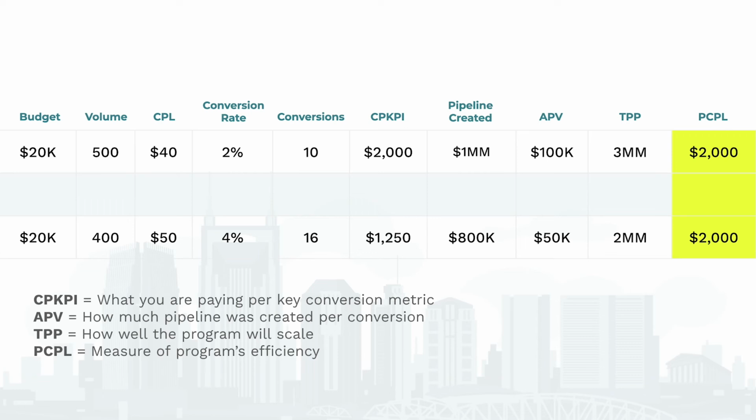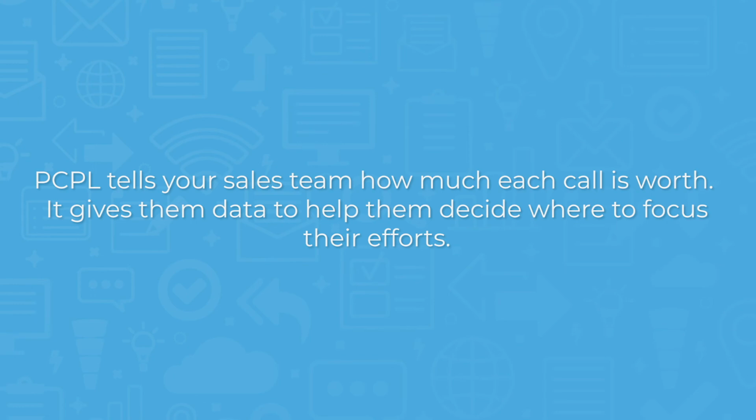Would you rather your team spend time calling 500 leads at a $2,000 PCPL with a potential pipeline of $1 million, or 400 leads at the same PCPL that only gets you $800,000 in the end? PCPL tells your sales team how much each call is worth and, ultimately, which programs they should focus their time on based on data, not gut feeling.